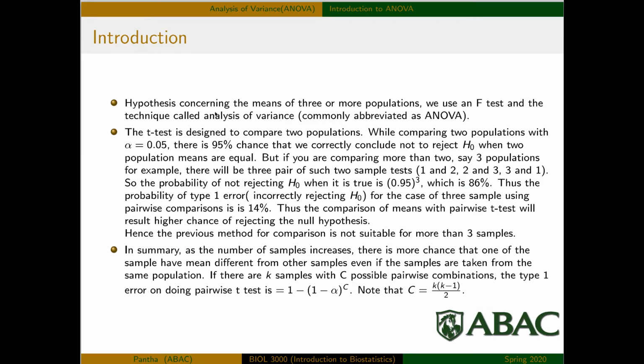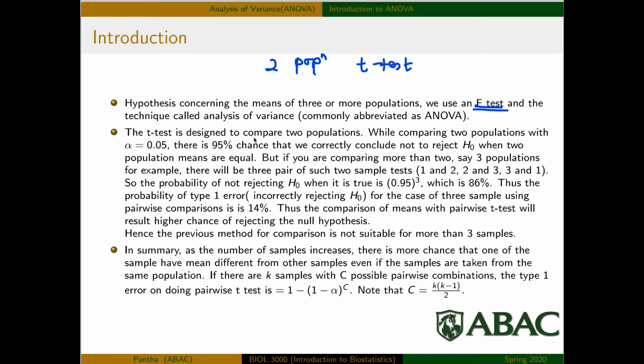It is hypothesis testing concerning the means of three or more populations. We use the F-test, and the technique is called analysis of variance. Do you remember, if you have two populations, we use the T-test, and there are several cases for two populations. But if you are comparing more than two populations, then we use the F-test, and the technique of using it is called analysis of variance. In short, it is called ANOVA.